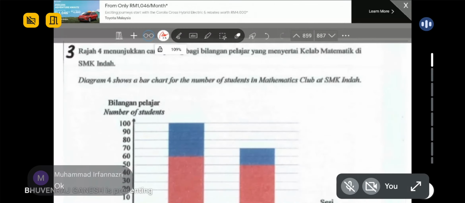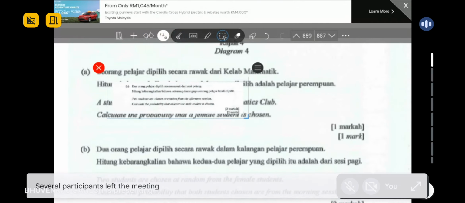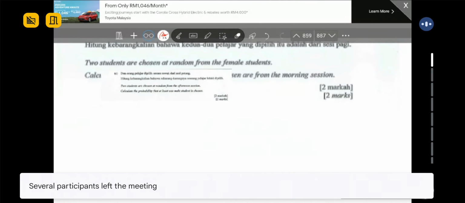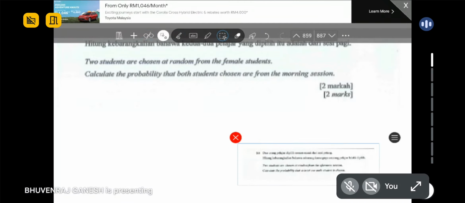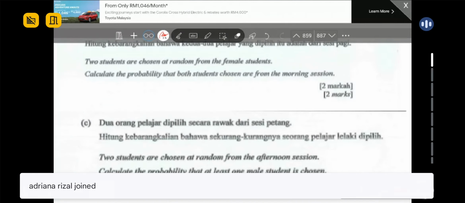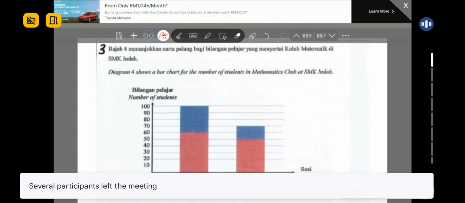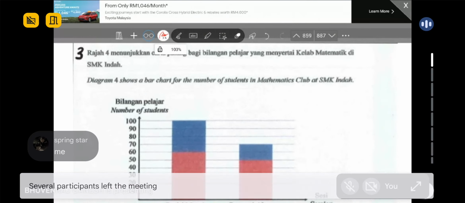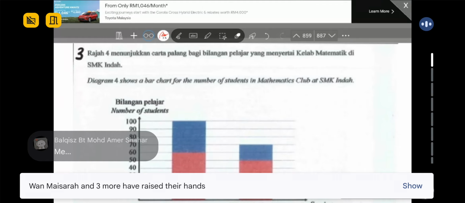Okay, so question 3 is talking about probability guys, kebarangkalian. This one is actually your Form 4 lah guys. Form 4 chapter 9, kebarangkalian. Who don't like this chapter? Siapa tak suka kebarangkalian kat sini? Okay, so focus guys. For those that don't like probability, focus well. Wah, banyak orang. Okay, so focus well on this question.